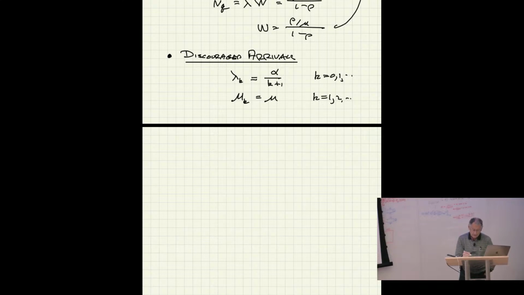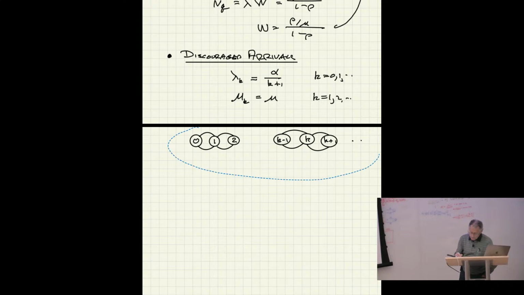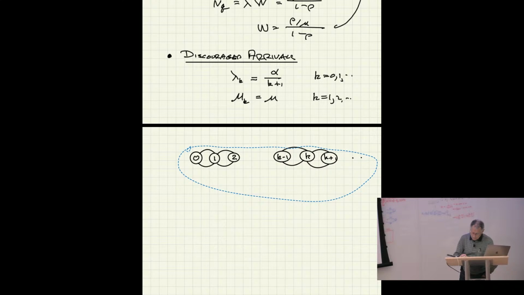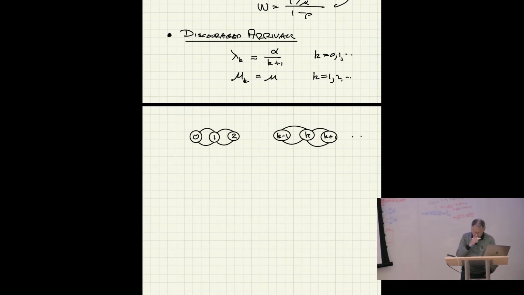Let's do that, okay? So 0, 1, 2, again, k minus 1, k, k plus 1, etc. And let's make the diagram interesting. Okay, let's put some labels on this thing. When there's nobody in the system, all that can happen is there's an arrival. What's the rate at which the arrival occurs? Look at the top of the page. When k is 0, at what rate are people arriving? Thank you, alpha.